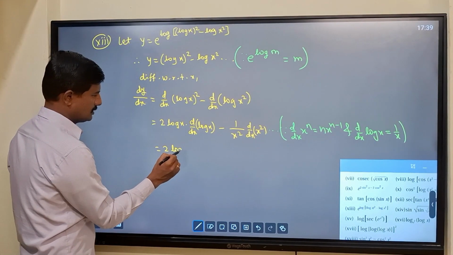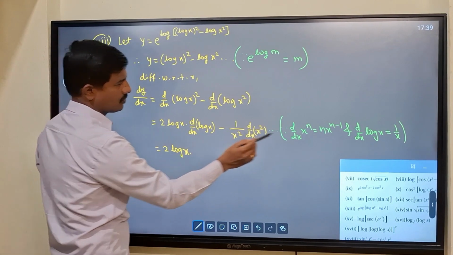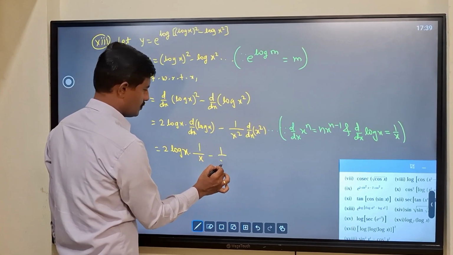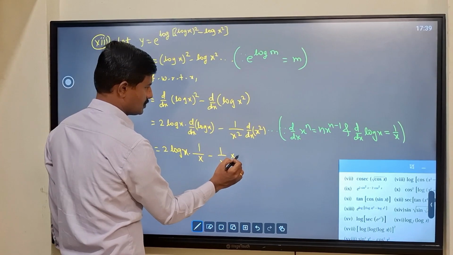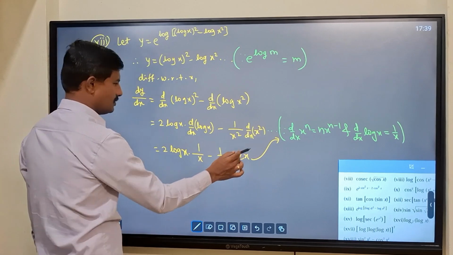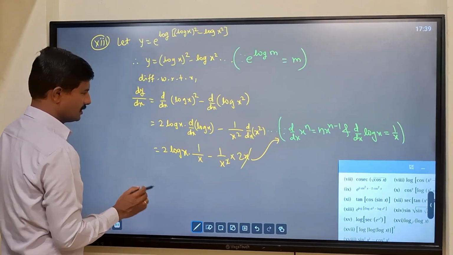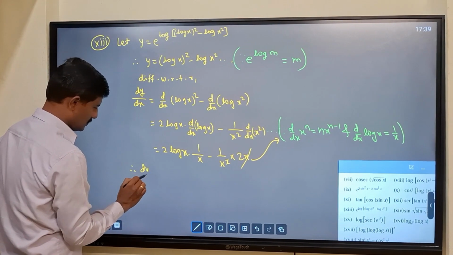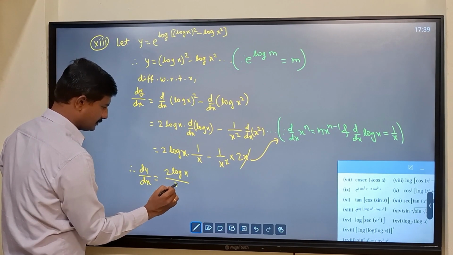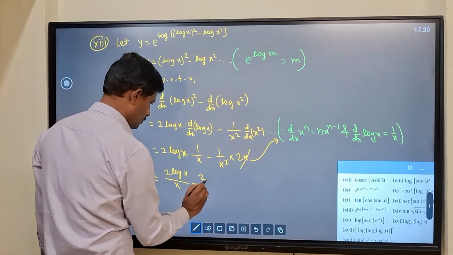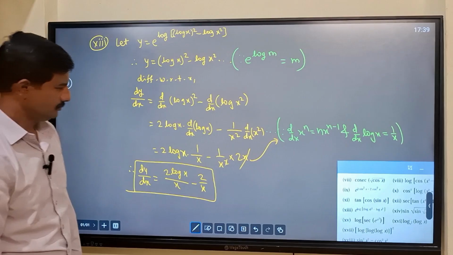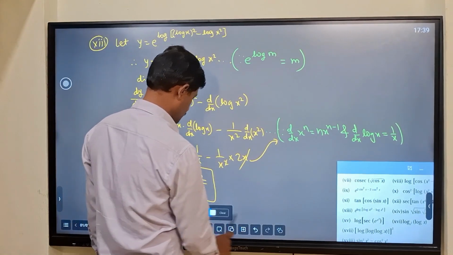Now see 2 log x, again we are using that formula. d dx of log x is 1 upon x, it will become 1 upon x, minus 1 upon x square into x, differentiation of x square is 2x. Again we are using those two formulas. Now this x will go with this x and dy by dx is 2 log x upon x minus 2 by x. Okay, this is your 13th answer.